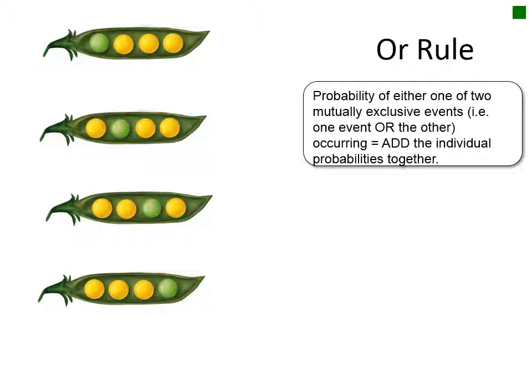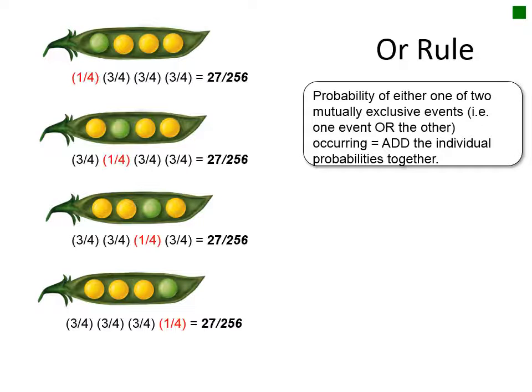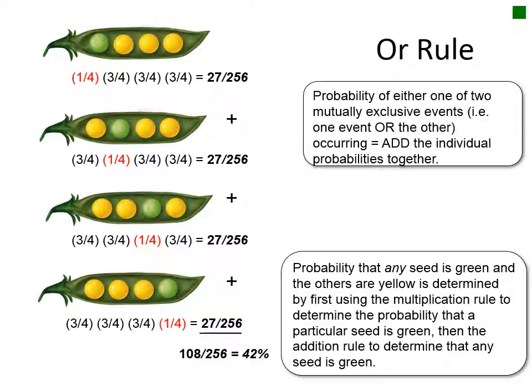This is because the OR rule states that if either one or the other of two mutually exclusive events can occur, then we add the probabilities together. Each individual pea pod has a 27 out of 256 chance of occurring. Thus, when we add them all together, we obtain a 42% chance that there is 1 green pea and 3 yellow peas in one pod.